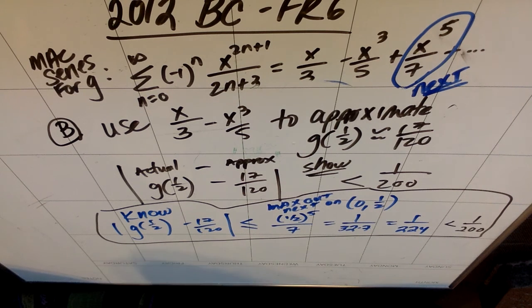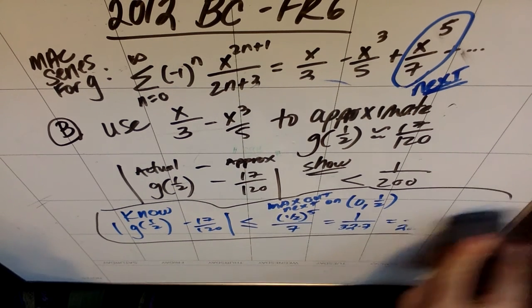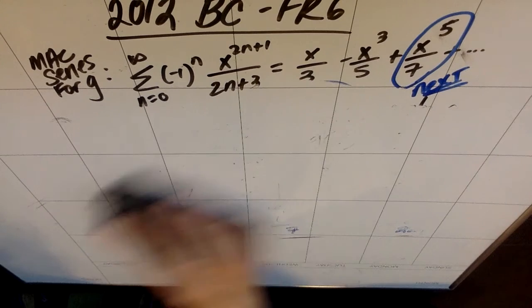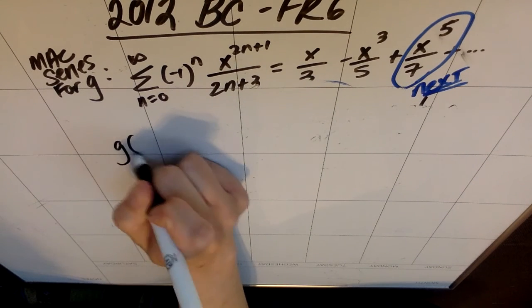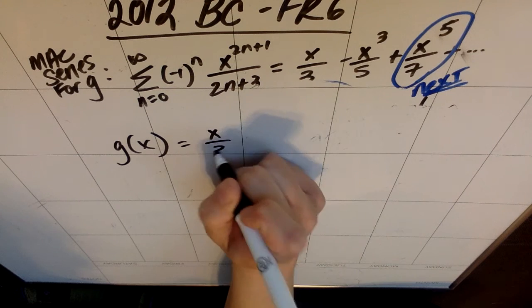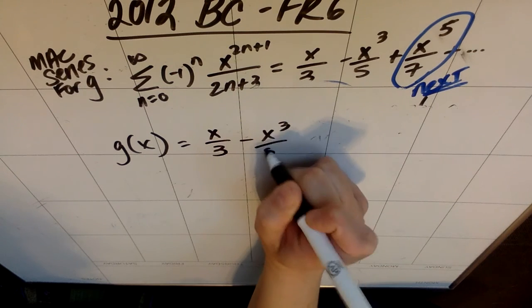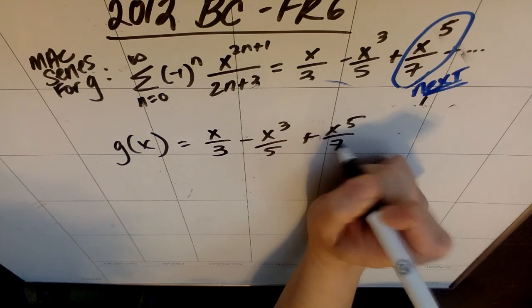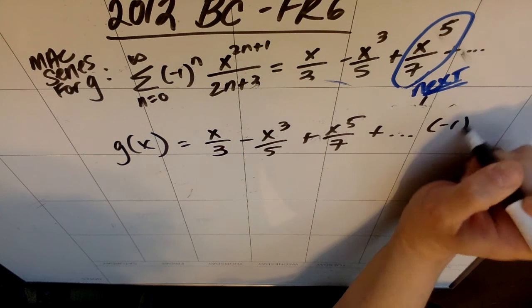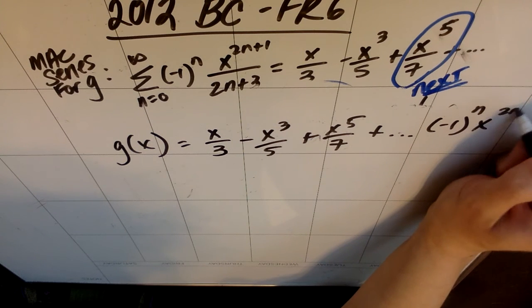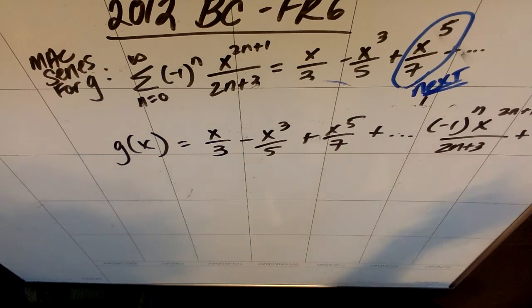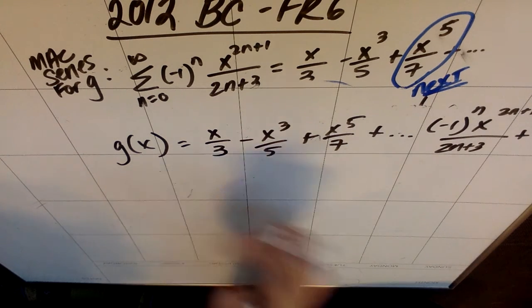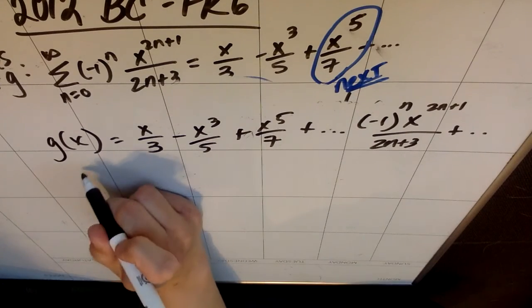Write the first 3 non-zero terms and the general term for the Maclaurin series for G prime. So now what they want you to do is derive G. We know that G of x can be written as x over 3 minus x cubed over 5 plus x to the 5th over 7 plus dot, dot, dot, all the way down to the nth term, x to the 2n plus 1 over 2n plus 3, all times negative 1 to the n, plus dot, dot, dot. So to find G prime, I'm just going to derive.